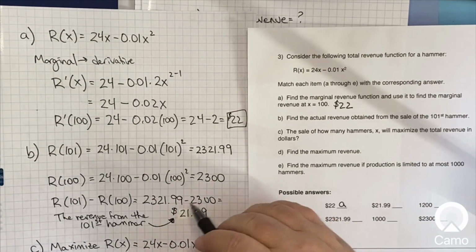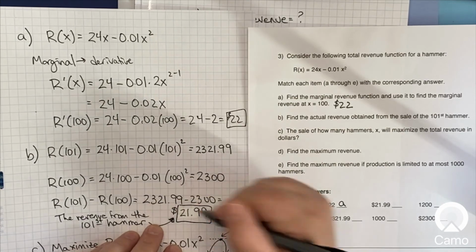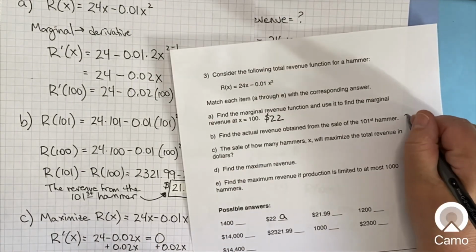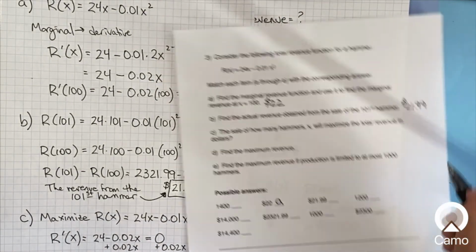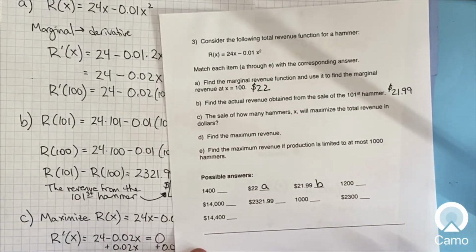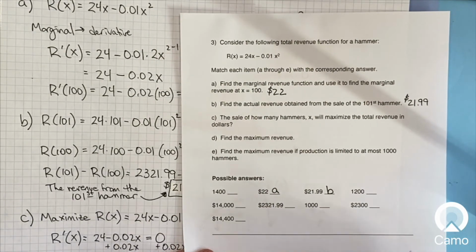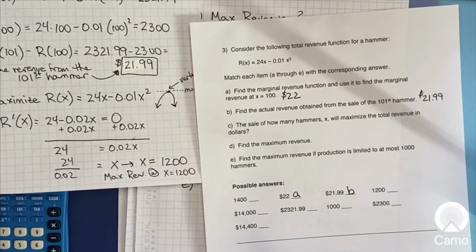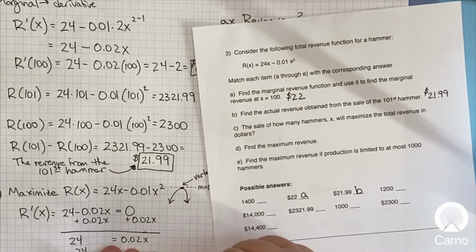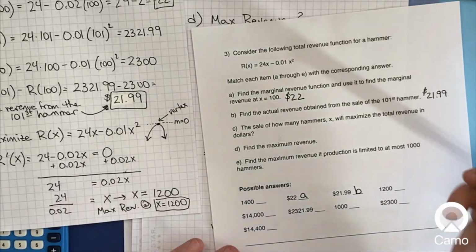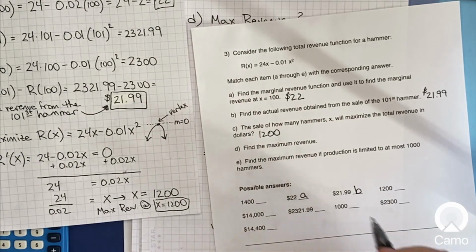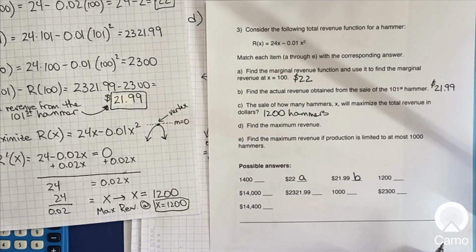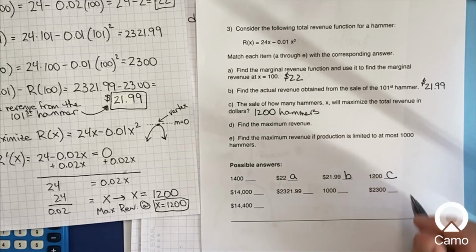Okay, B is, I didn't put a box around it, but it was $21.99. Remember, that was the actual cost of the 101st. So that's $21.99 with a dollar sign, and so that one's B. Okay, the sale of how many hammers X will maximize the total revenue. Okay, that was this last one. We've just been talking about it, so I'm going to put a box around it. You probably even have it memorized. That's 1,200. Now, this is not dollars. This is hammers.